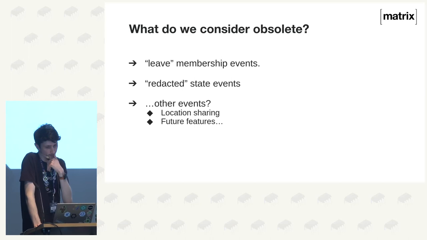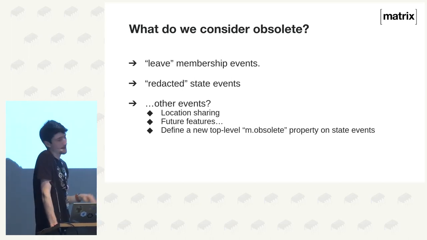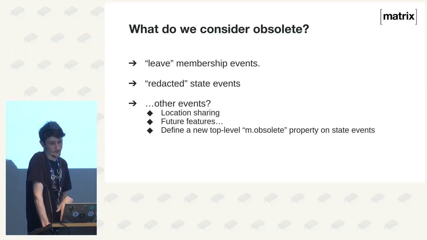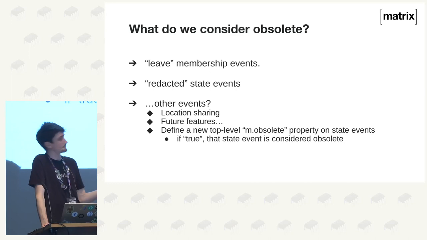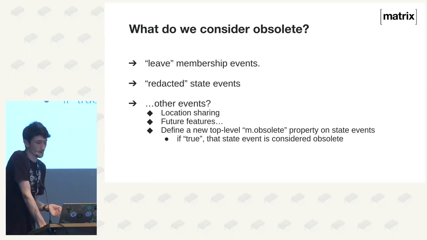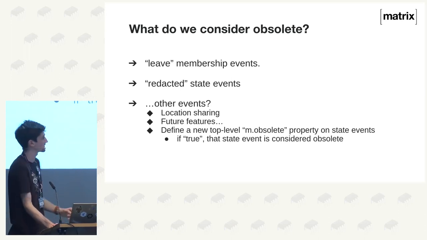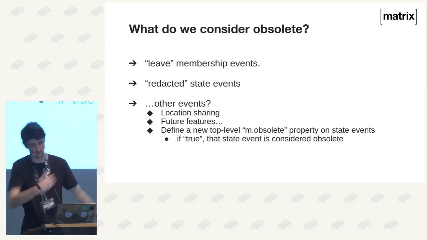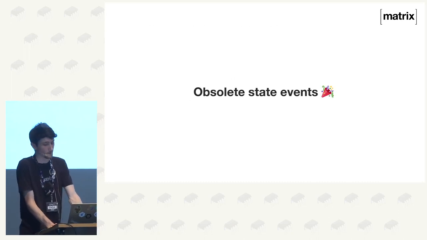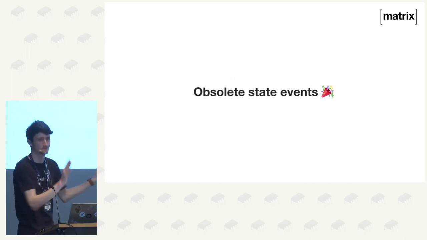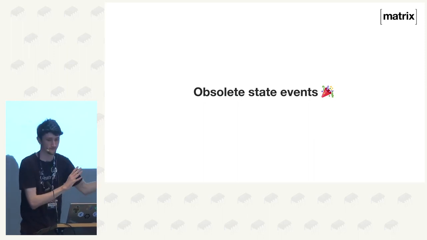So for this, we could define a top-level property that's m.obsolete. When that is set to true, we consider it obsolete. Simple enough. And anything can build on top of this. So if you're writing a new feature, you can say, I use this field from this MSC, and it will all just work. OK, so that's a definition of the state events that we want to delete. Good. We need that.